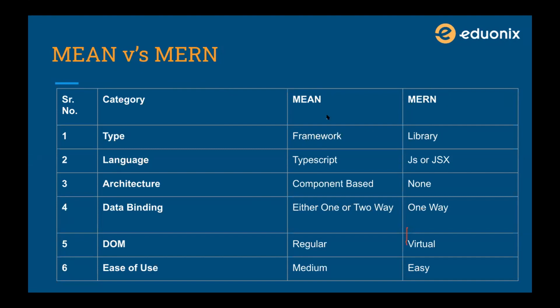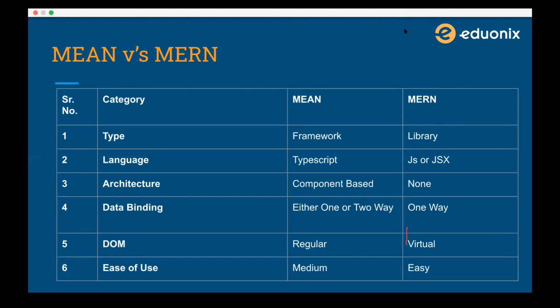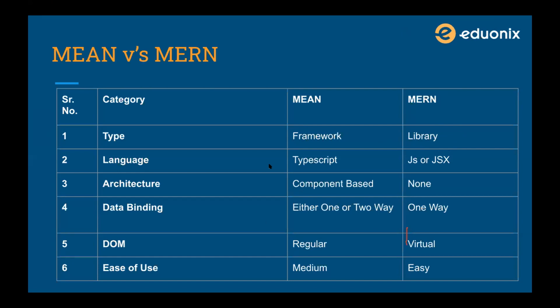If you talk about it, MEAN is more of a framework and MERN is more of a library. The language is TypeScript based in one and JSX based in the other. So till here it's fine. So what is a framework? A framework is something which has some rules, like how do you create a component, how can you do things. There are certain rules available, so you have to follow the rules in order to develop the application. Whereas this is a library. A library can be like importing a simple JS file and getting started with it, right?